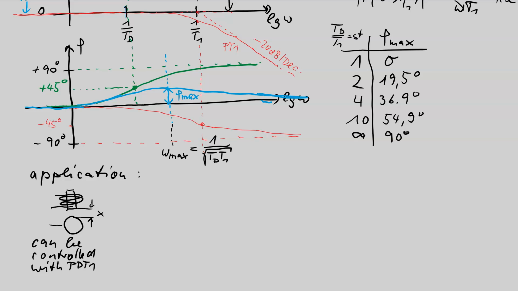Another application, the second application: this filter can be used for noise reduction in signal transmission. Other name then, of course, the signal system engineers called this with another name. They don't know what a PDT1 is. That is the real control system name. The other name is de-emphasis, pre-emphasis.